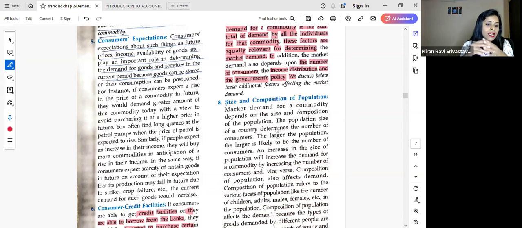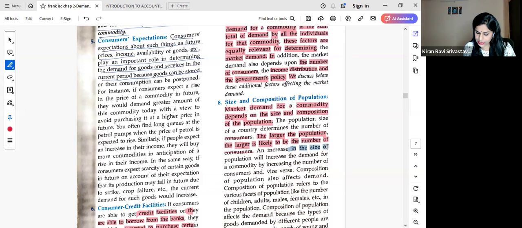Whereas there are many countries like Greenland and Finland with very little population. So market demand for a commodity depends upon the size and composition of the population. The population size of a country determines the number of consumers. The larger the population, the larger the likely number of consumers.